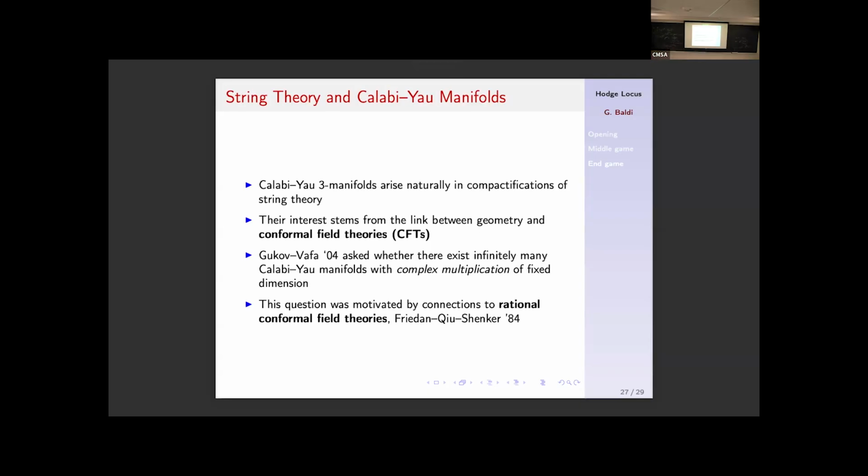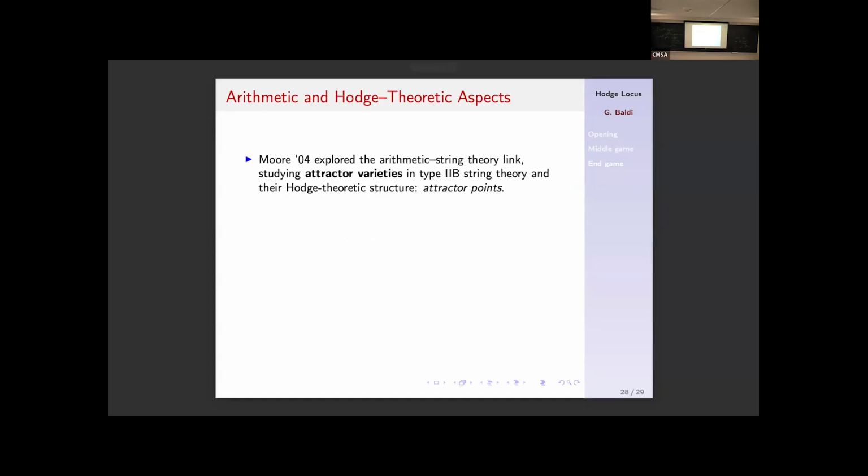And then you hope to classify them, and you hope that there are not so many. And that's related to the Hodge locus of some family of Calabi-Yau threefolds. And there's also another approach that I was aware of, done by Greg Moore in 2004, that's also exploring the arithmetic string theory link.